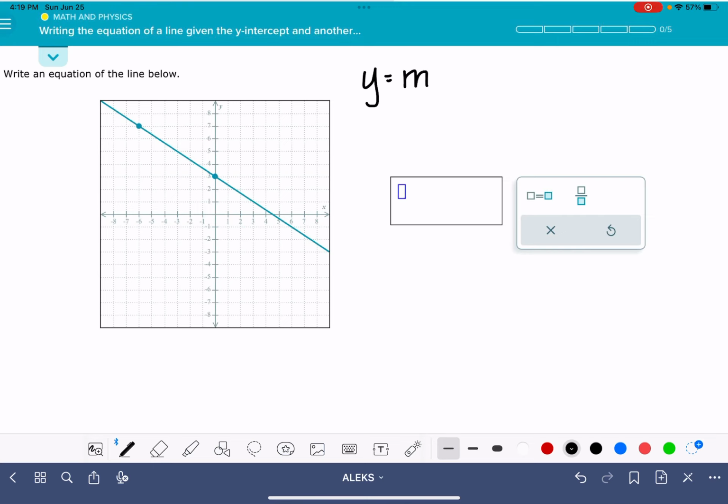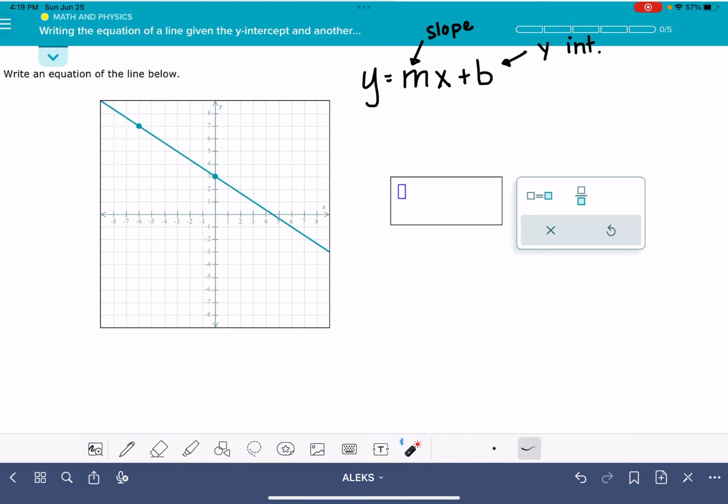Because this is a straight line, the equation that we're going to use is going to take the format y equals mx plus b, where b is the y-intercept, the point at which our line crosses the y-axis, and m is the slope of the line, which is the rise over the run.